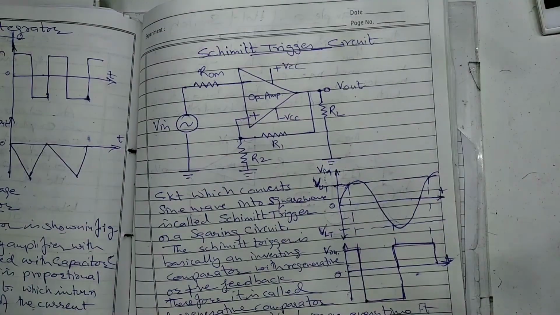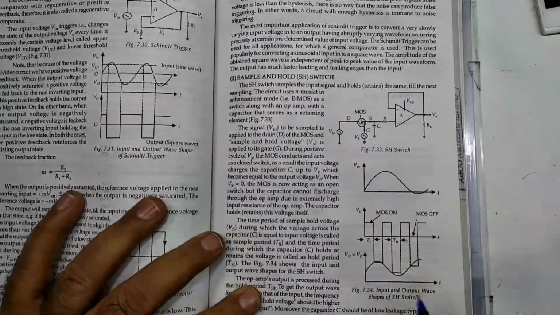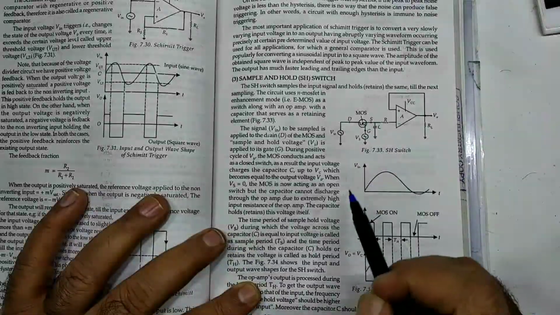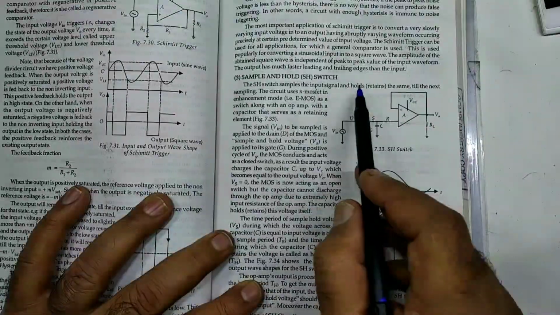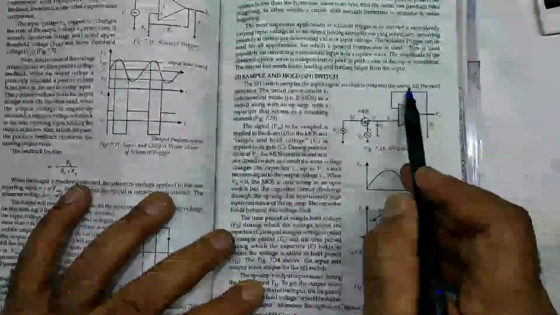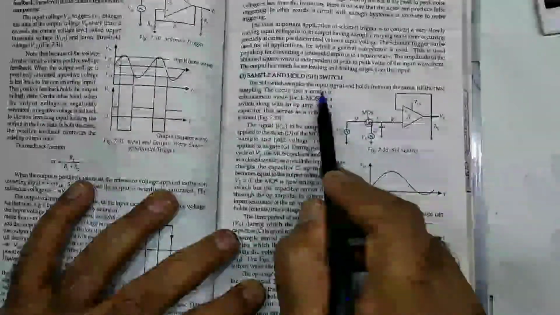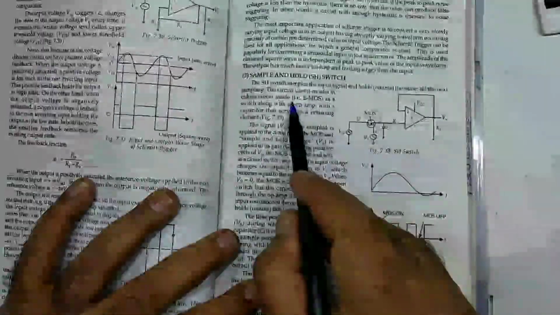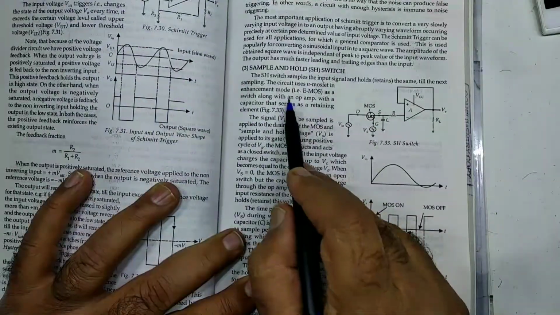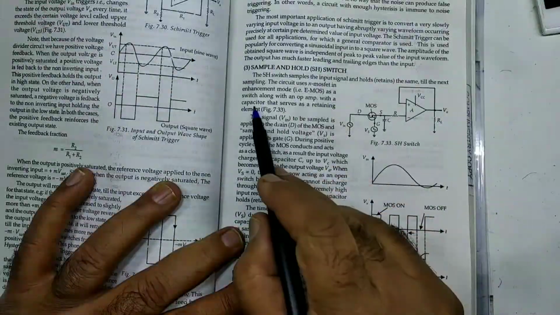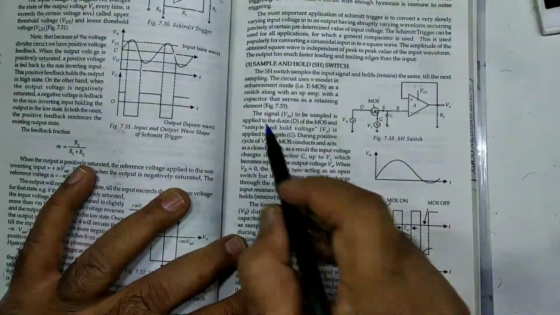Next is the sample and hold circuit. The sample and hold switch samples the input signal and holds or retains the same till the next sampling. The circuit uses an N-channel MOSFET in the enhancement mode, or EMOS, as a switch along with an op-amp and a capacitor that serves as the retaining element, as a capacitor can store charge.